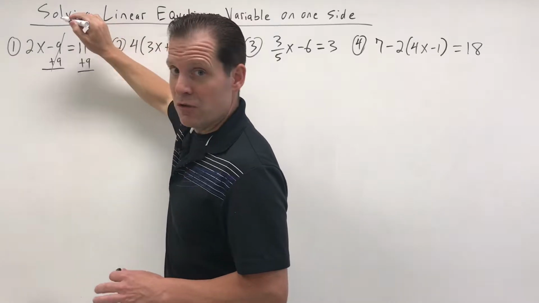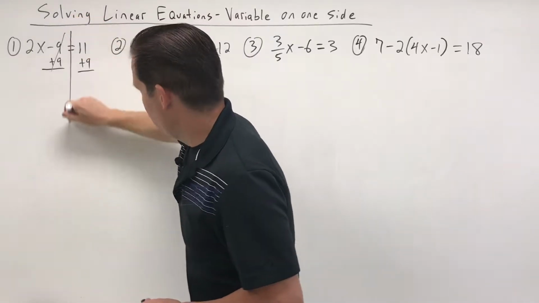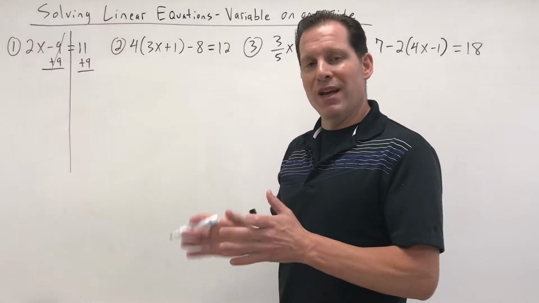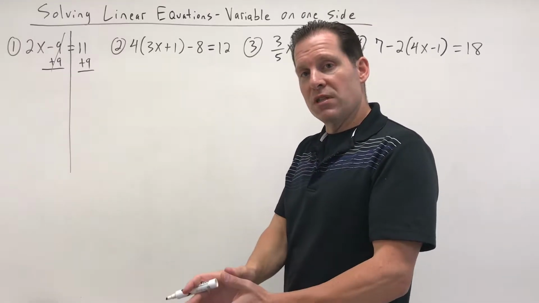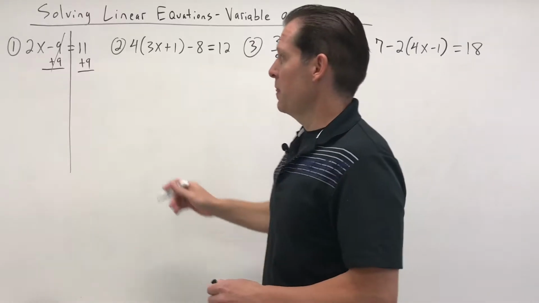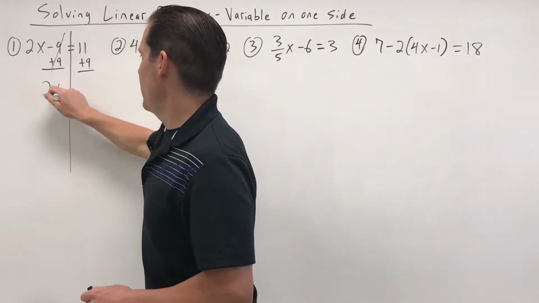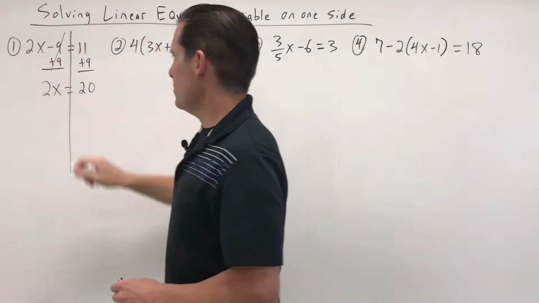Now what I also tell my students to do is draw a line where the equal sign is, straight down. Create that wall from one side of the equation to the other. This way you know you're moving something from one side and moving it over to the other side. So that would give me 2x is equal to 20.